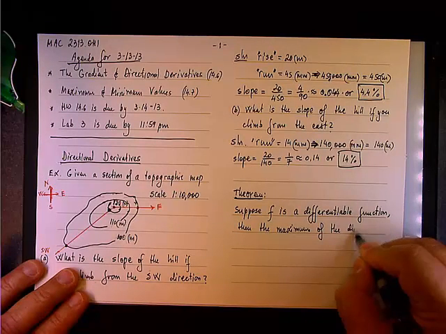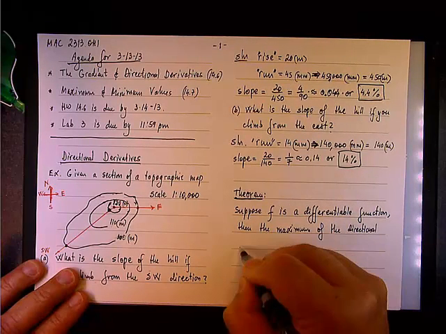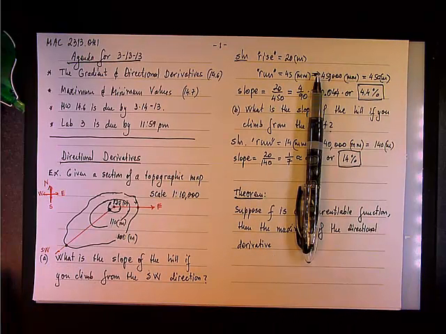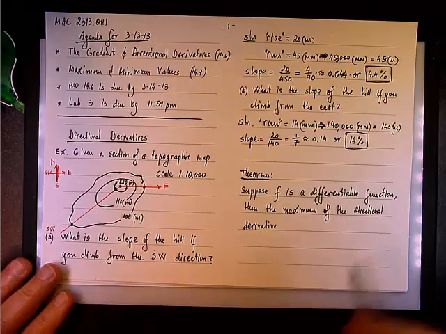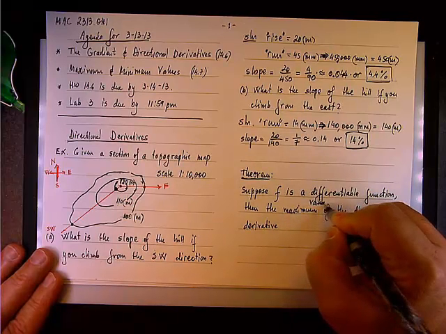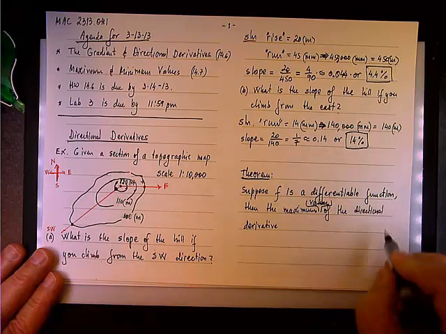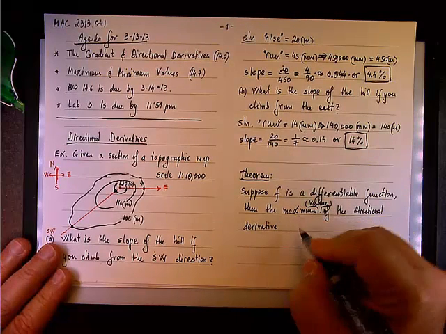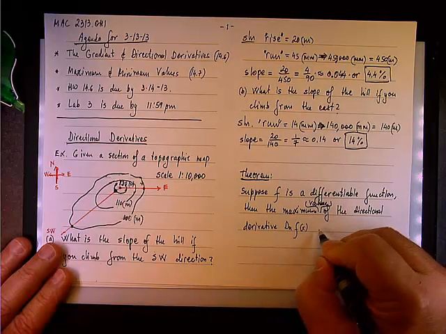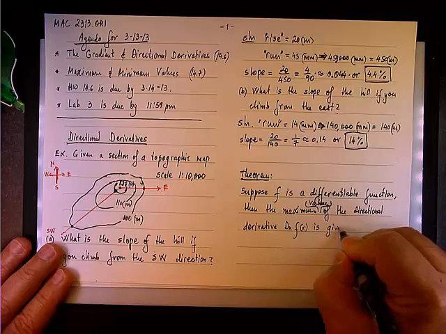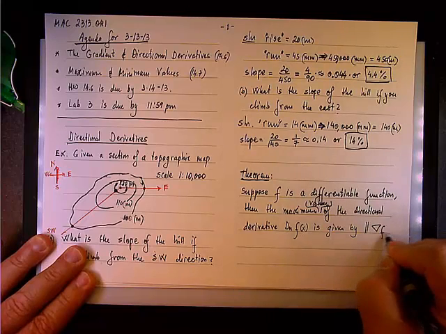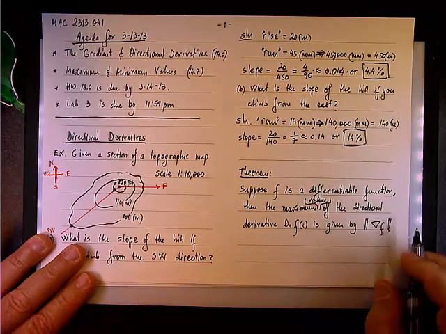of the directional derivative, so the maximum value of the directional derivative D_u of f of x is given by the magnitude of the gradient vector, if you recall, like so.